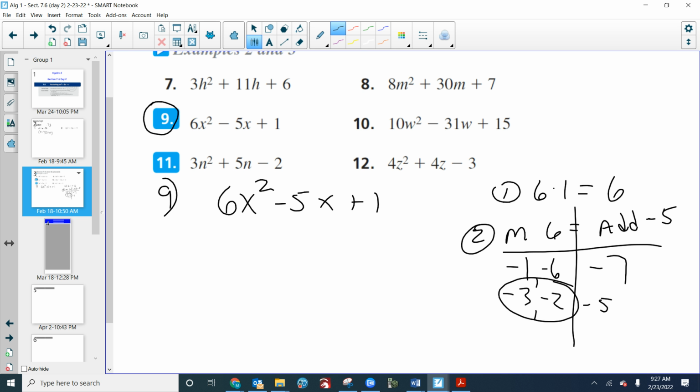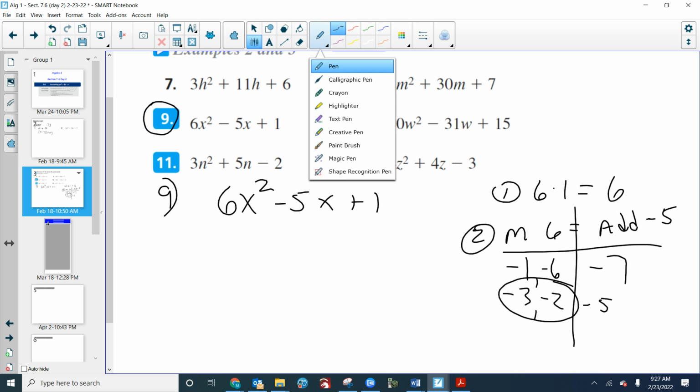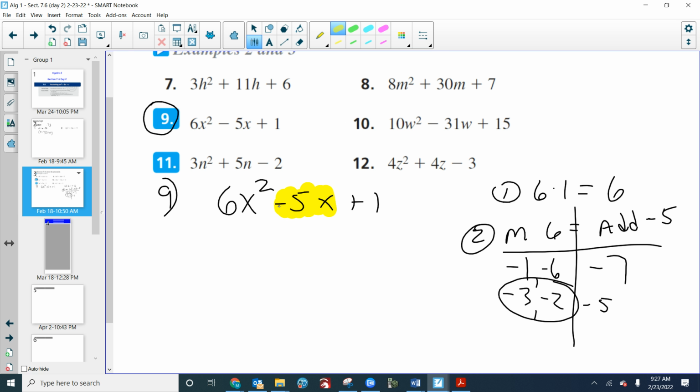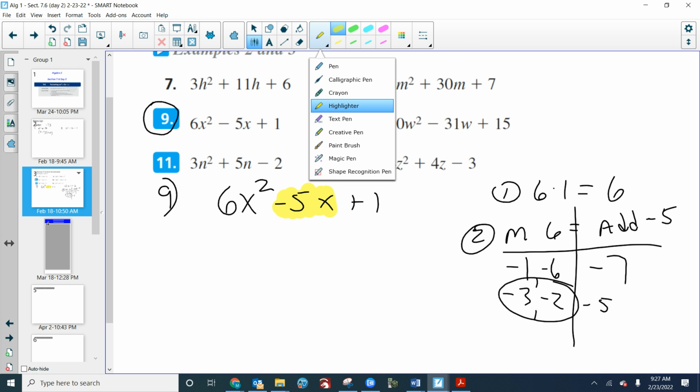Now, here's what I'm going to do. I'm going to take those numbers and replace negative 5x with them. Now, does it matter what order you write? It's going to be negative 3x and negative 2x, right? No, it doesn't matter. Depending on how I write them compared to how you wrote them, your work may show different, but you're going to get the same answer in the end, okay? What do you want to write first? Do you want to write negative 3 or negative 2? Negative 3, okay. Like I said, it doesn't matter, guys. Your work may be a little different.